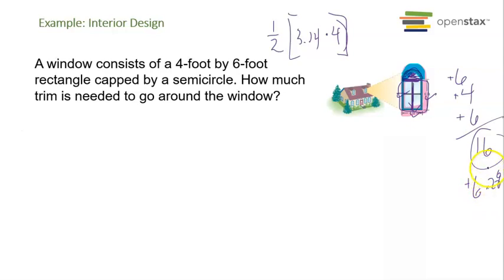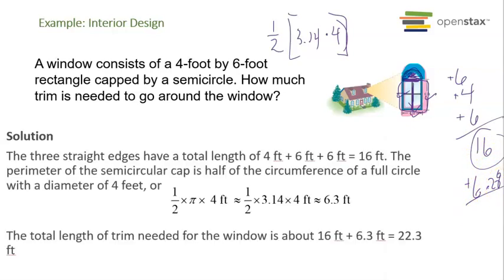So 16 plus 6.28, what's that, 22-ish, and depending where I want to round, 22.3. And that is going to be what I need to caulk or paint the trim or whatever it is, a cap, all around my window. And that is how you find perimeter and circumference.